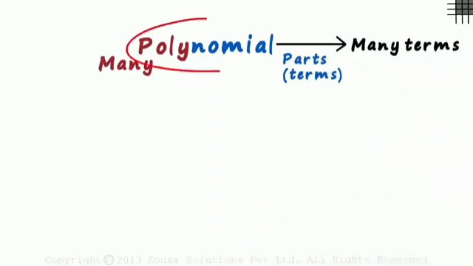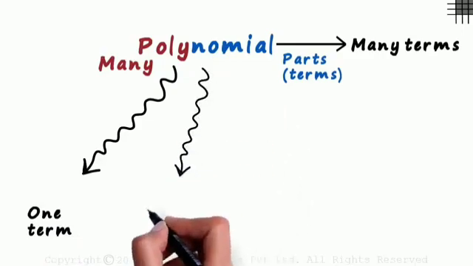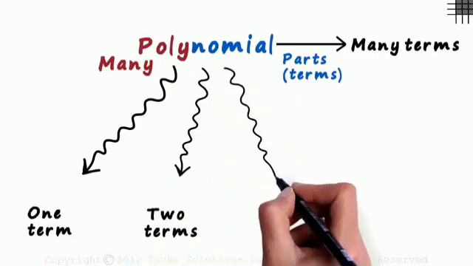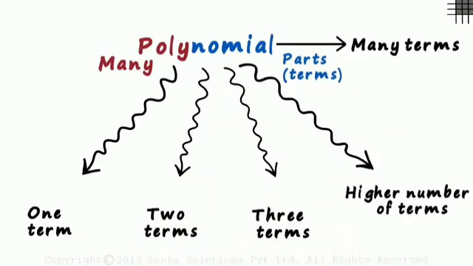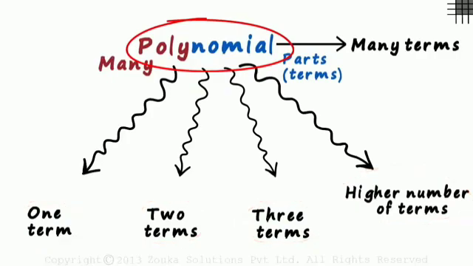There are different types of polynomials. A polynomial can be an expression with just one term, or two terms, or three terms, or maybe even a greater number of terms. All these categories come under one roof, which is the polynomial.